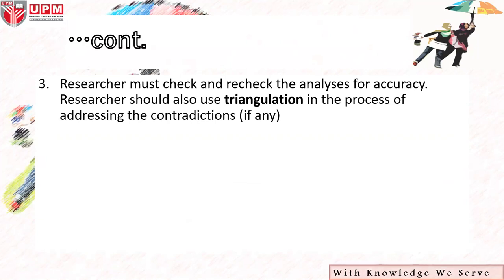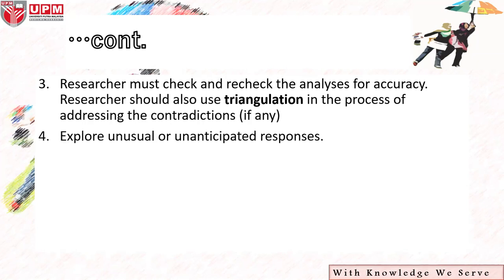So, after we go through the data that we have, okay, based on the transcript and then based on the literature review, probably based on the theory, you see some contradiction. Ada nampak perbezaan. So what you can do is triangulation. What is triangulation? Triangulation is the technique that you use to check the contradiction or the differences in your data.